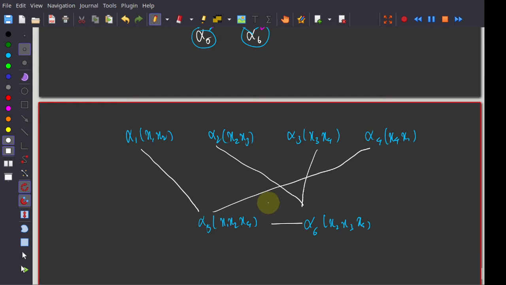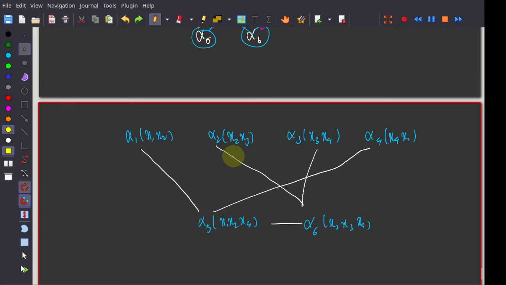Now let us look at the subgraph corresponding to each variable. Let's take x1. So which functions do we have? Alpha 1, alpha 5, alpha 4. So I'm giving you a graph. We want to verify whether this is a junction tree or not. So alpha 1, alpha 5 and alpha 4, the subgraph is basically just this. It's connected, so that is fine.